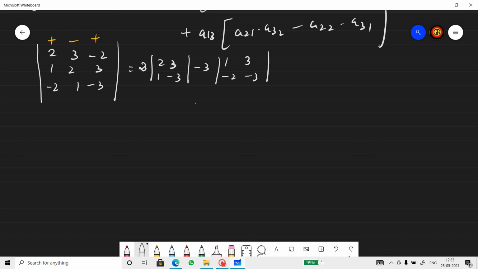Now the next element, minus 2. Delete the row and column in which minus 2 is present, this way. So this is what remains. So 1, 2, minus 2 and 1. Now put a plus and minus on top of this.